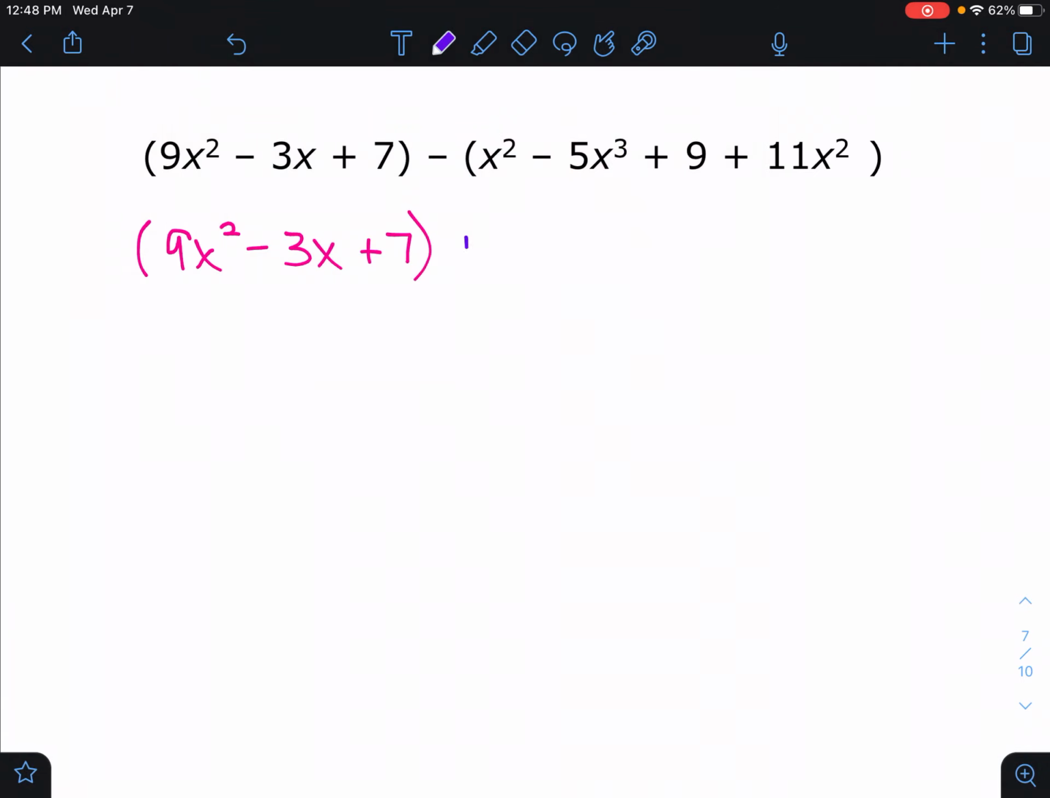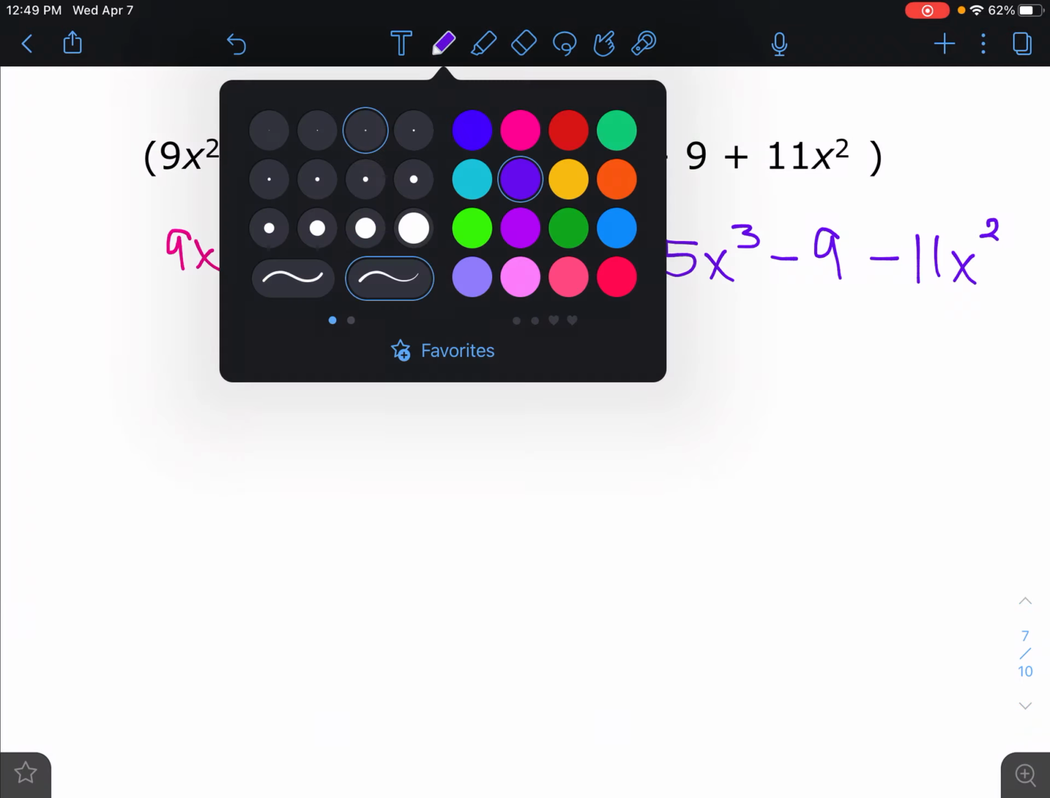And I'm going to add the opposite. So now this would become negative x squared. Don't forget that first one. Plus 5x to the 3rd minus 9 minus 11x squared. And then make sure that that's what you have as well, before you started combining. All right, so now I'm going to get rid of my parentheses. Okay, and we're going to combine like terms.